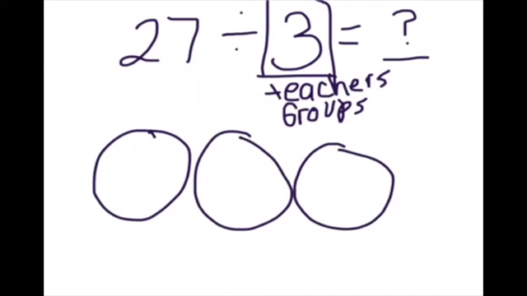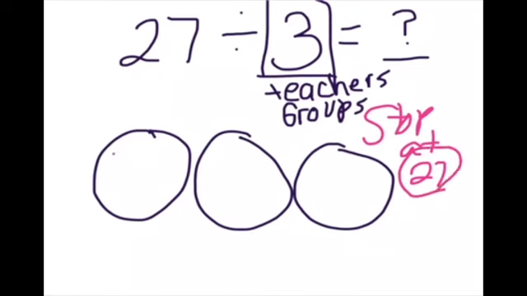So let's do that. I'm going to start with 1 and I'm going to go to each group and I'm going to stop when I get to 27, okay? 1, 2, 3, 4, 5, 6, 7, 8, 9, 10, 11, 12, 13, 14, 15, 16, 17, 18, 19, 20, 21, 22, 23, 24, 25, 26, 27. Oop, I'm going to stop. Remember, that's the number I needed to stop with.